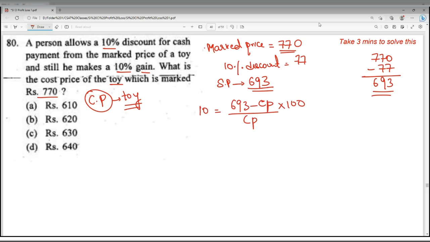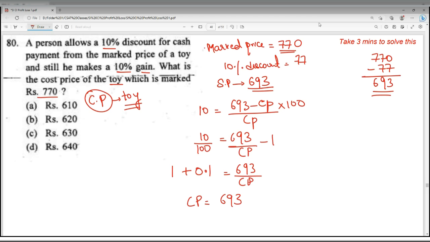This is 693 by CP minus 1. This is 10 by 100, which is 0.1, and then this minus 1, if it comes here, this will be 1. This is equal to 693 divided by CP. Cost price is equal to 693, I've taken this here, and this 1 plus 0.1 is 1.1. So 693 by 1.1.